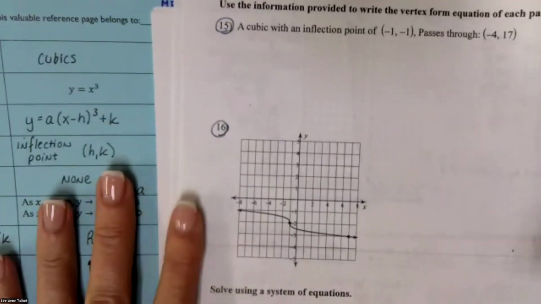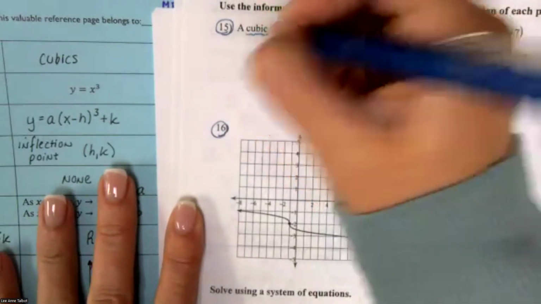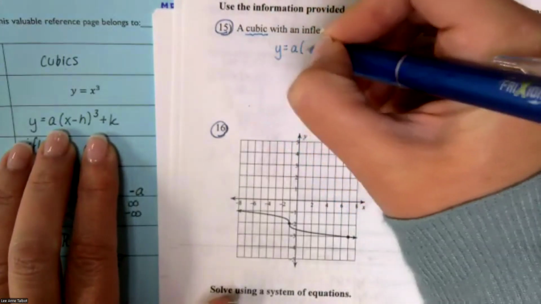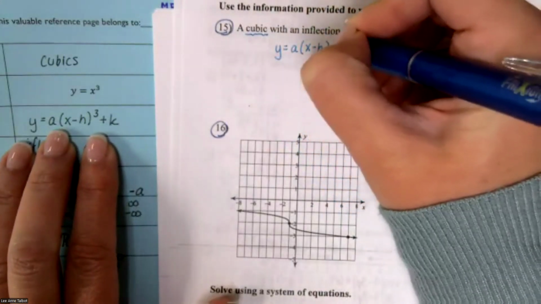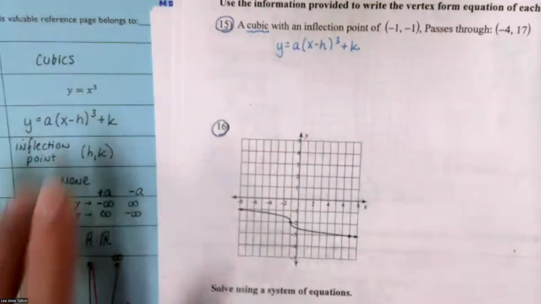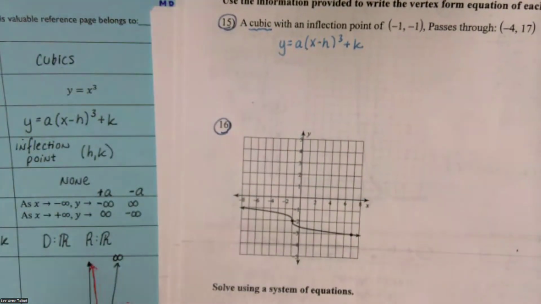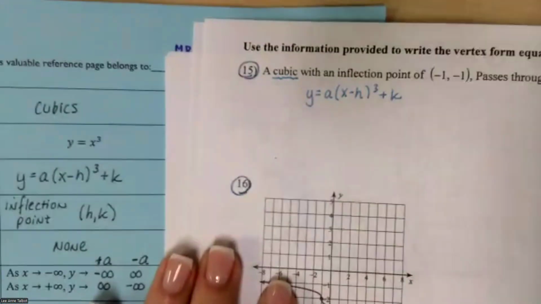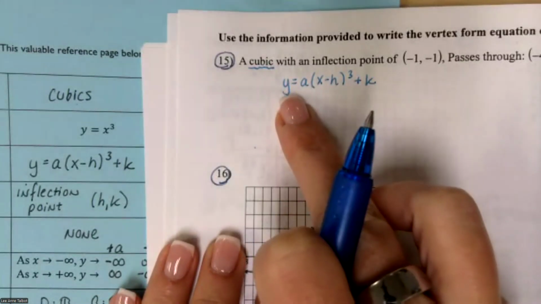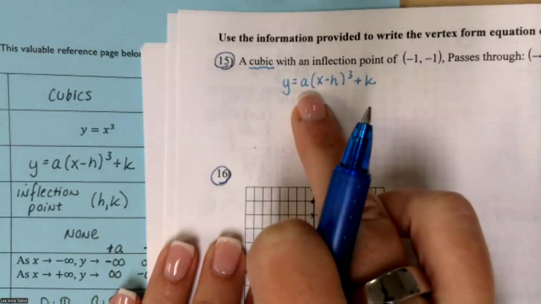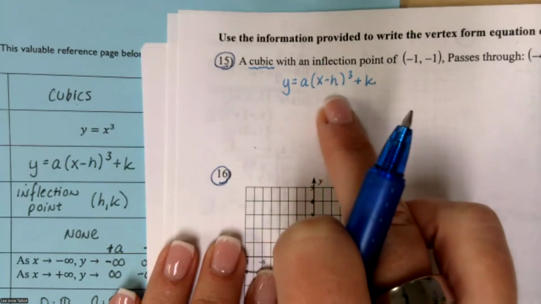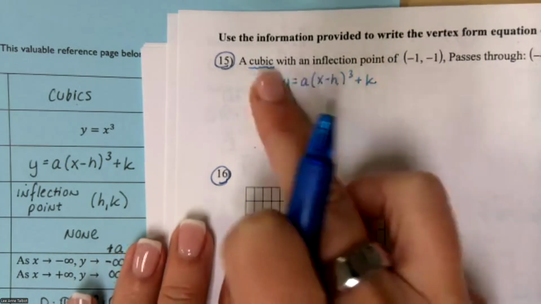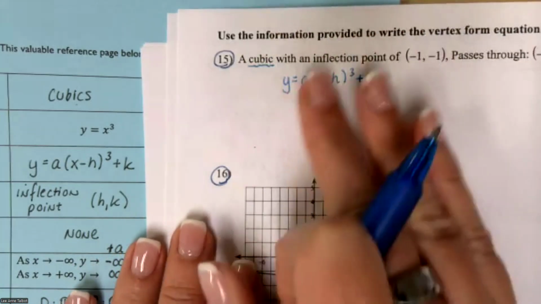So number 15 says a cubic. And so I look at the general equation of a cubic, y equals a times (x minus h) cubed plus k. Instead of memorizing all of these, you're supposed to notice the pattern. Most of the time, a is in the front of whatever the grouping symbols are, x minus h is usually inside, and then k is on the outside. It helps you not have to remember. Cubic just means cubed. There's nothing fancy here.